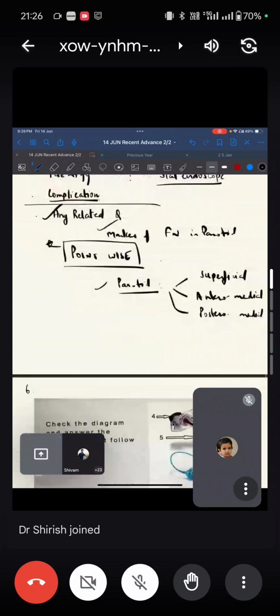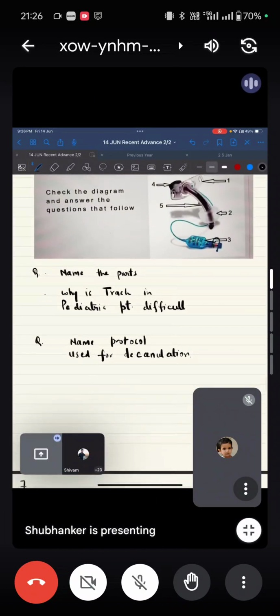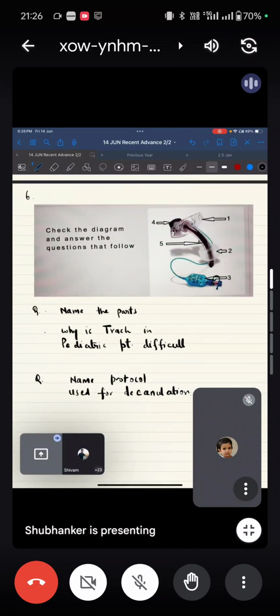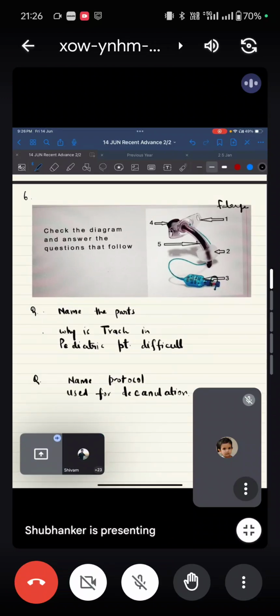Okay, coming to the next question. What are they asking us? What are the parts of this instrument? There's no fun in telling, we know this. This is the flange. This is your cuff. This is called the eyelet or balloon. This is your obturator. And this is your cannula.